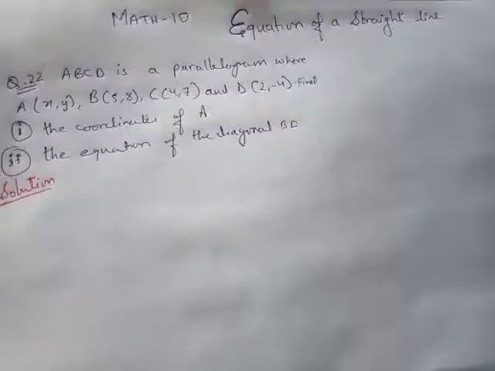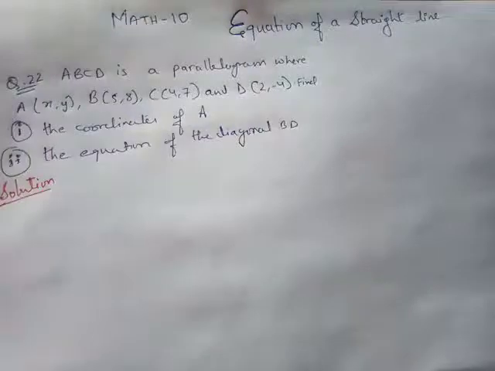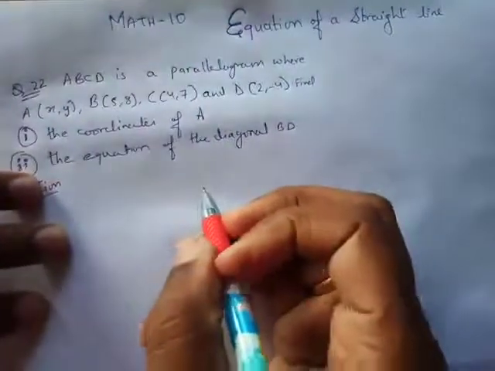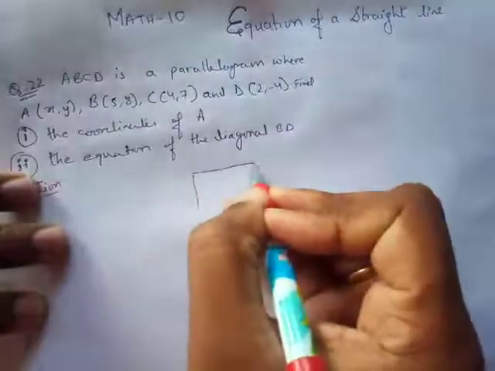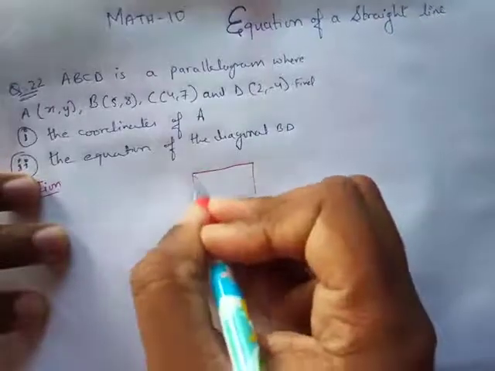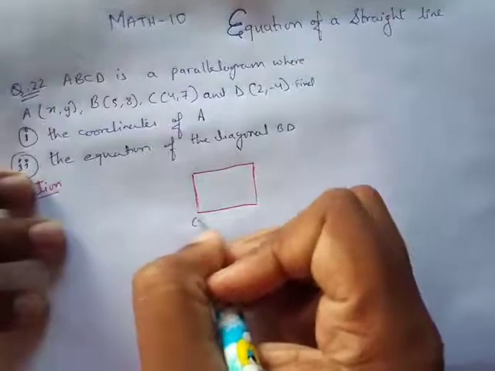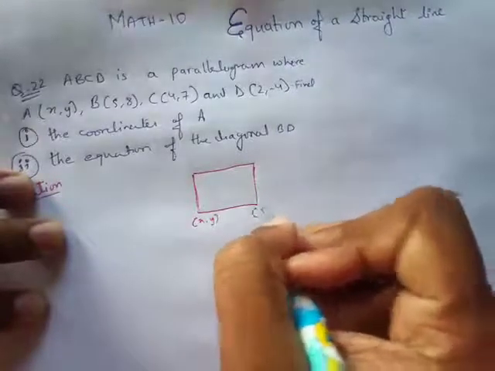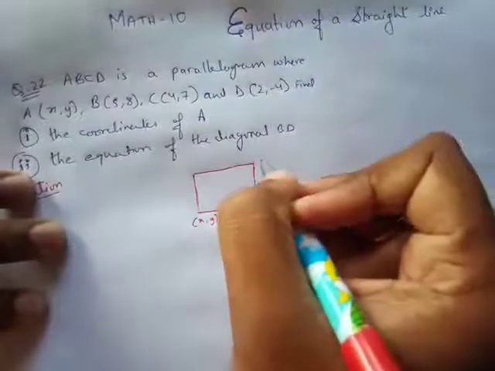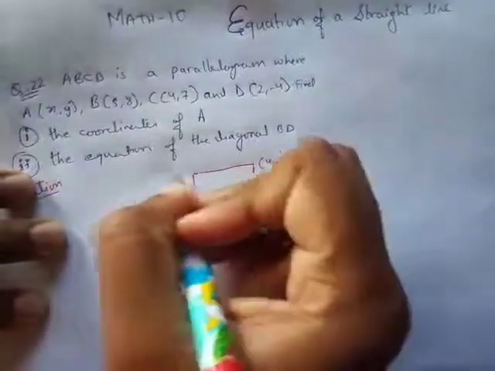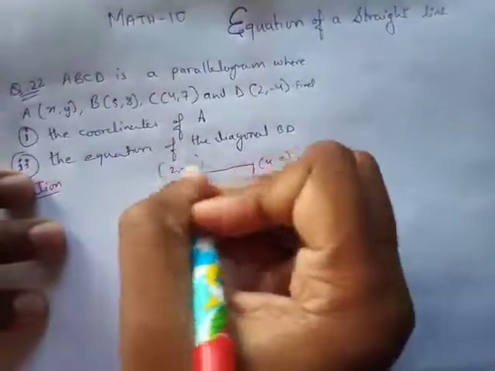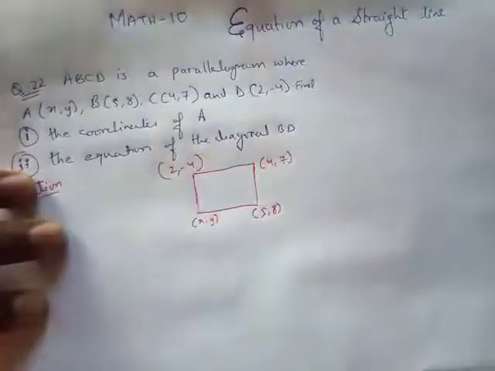ABCD is a parallelogram where A, B, C, D are given, and the very first thing that you have to find is the coordinates of A. What I'm going to do in this question is make a figure out of it. The figure is going to look something like this. It's a parallelogram. I can make it a little bit tilted as well. So this is A, this is x comma y, this is 5 comma 8, this is 4 comma 7, and this is 2 comma minus 4. I have to find the coordinates of A.